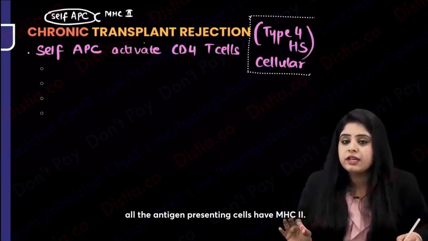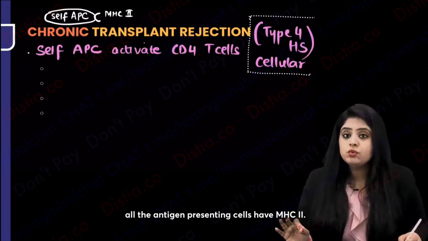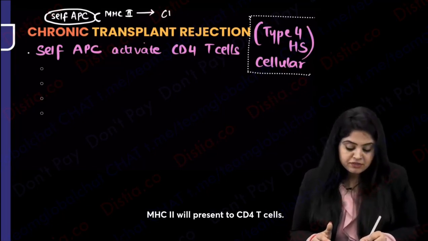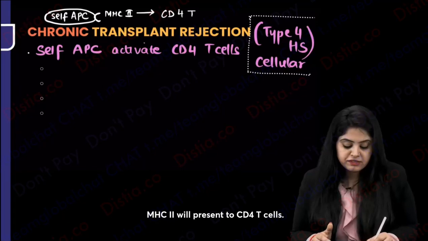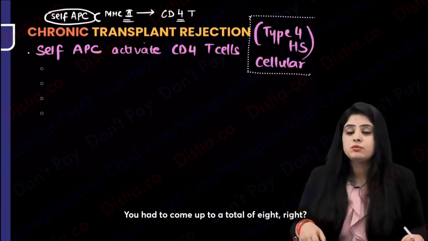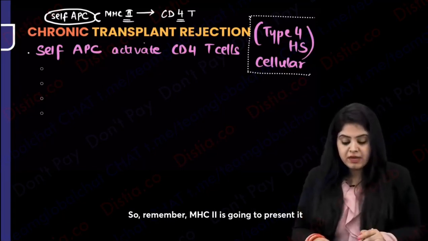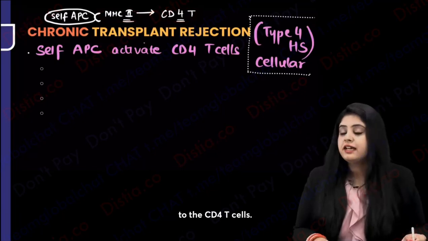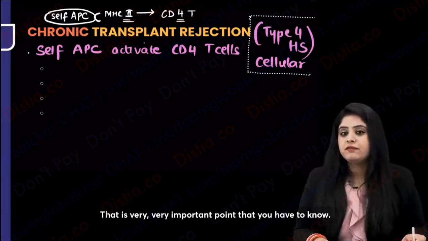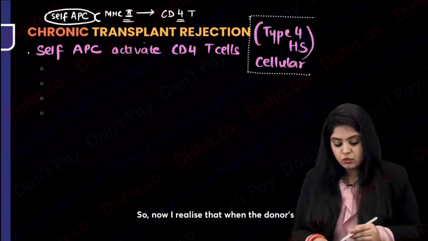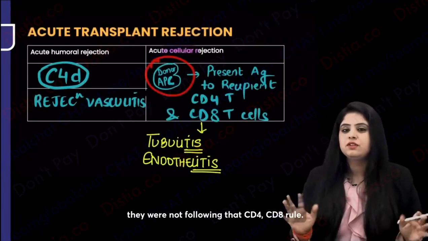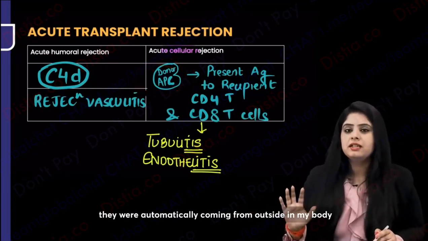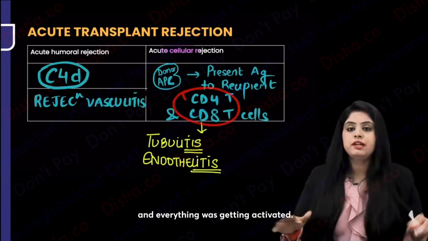Go back to your general basics of immunology. All the antigen presenting cells have MHC2. MHC2, remember the rule of 8. MHC2 will present to CD4 T cells, because 2 fours are 8. You had to come up to a total of 8, right? So remember, MHC2 is going to present it to the CD4 T cells. That is a very important point that you have to know. So now I realize that when the donor's antigen presenting cells were coming, they were not following that CD4 CD8 rule, because the donor's cells were automatically coming from outside into my body and everything was getting activated.